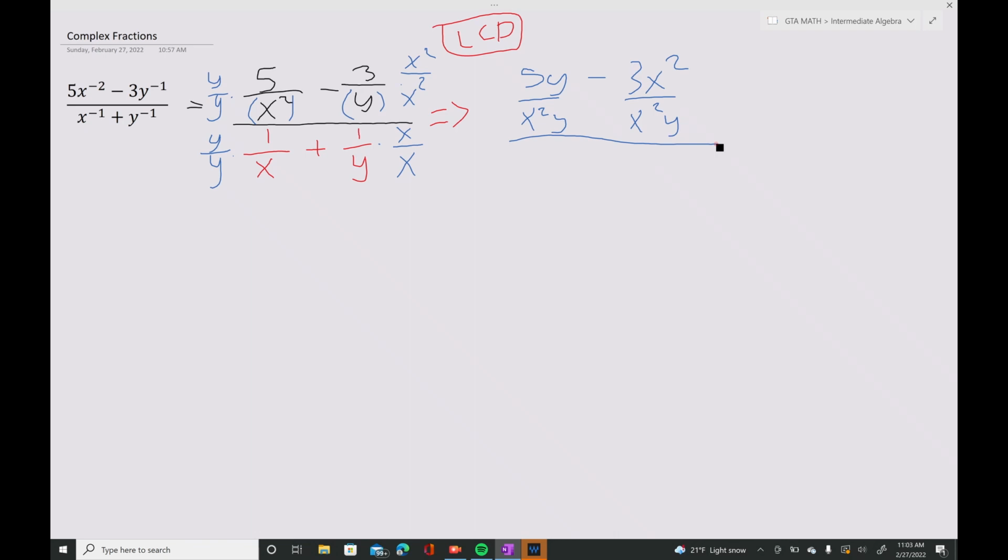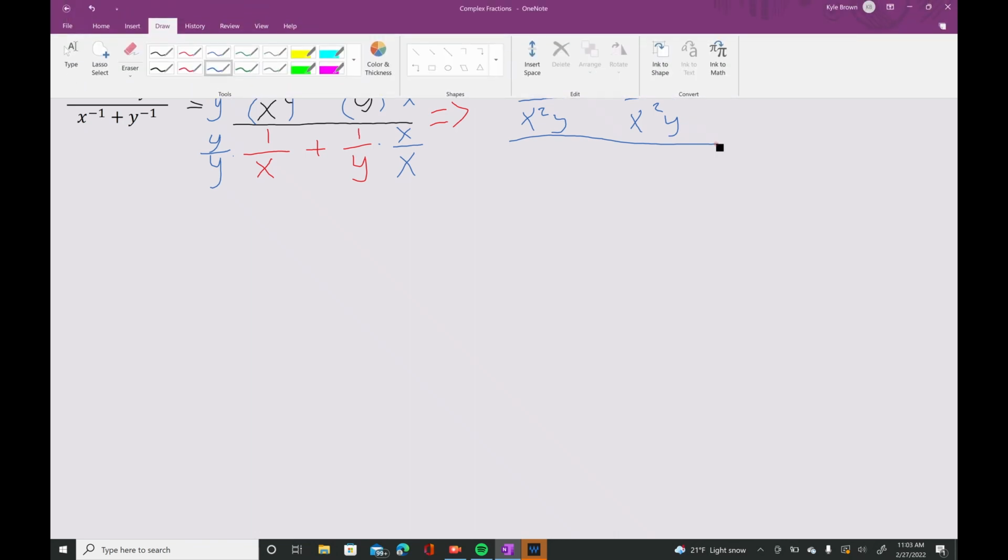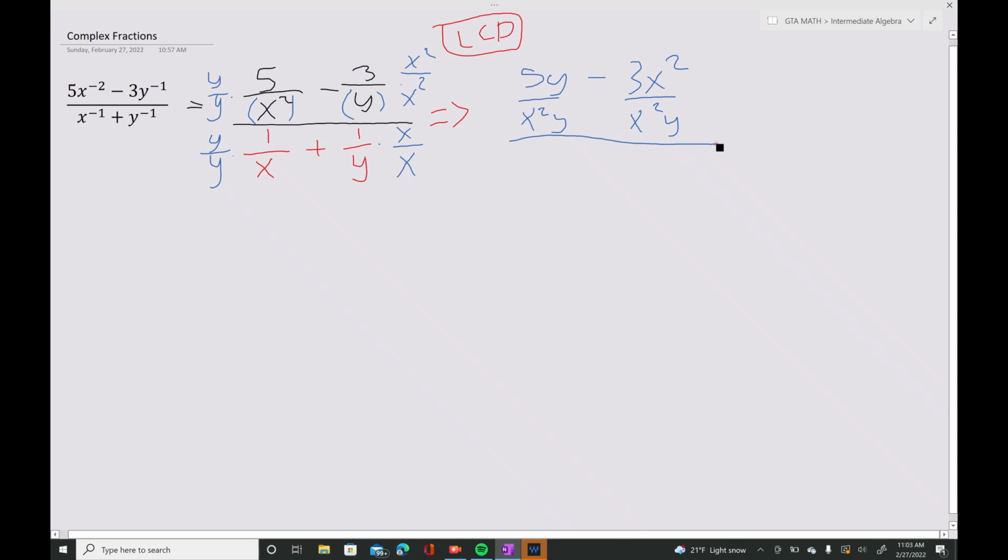All of this over the other portion of the complex fraction. And then here we're going to have y over xy plus x over xy. The reason why I'm putting the x in front is because in the upper half of the fraction, the highest degree is x squared, and I try to write everything in terms of the highest degree to the lowest.